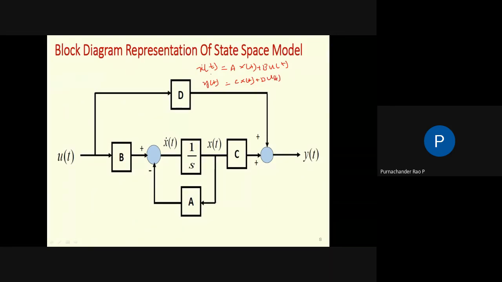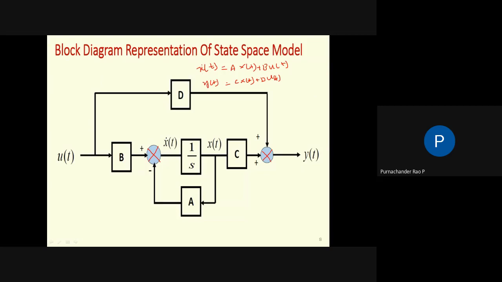So normally we'll take this one as a node, x dash of t. Then if you integrate this, 1 by s, you will get x of t. And then this is a summing point, where the two signals are added up. So your input is u of t and your output is y of t. Then we need to get x dash of t.